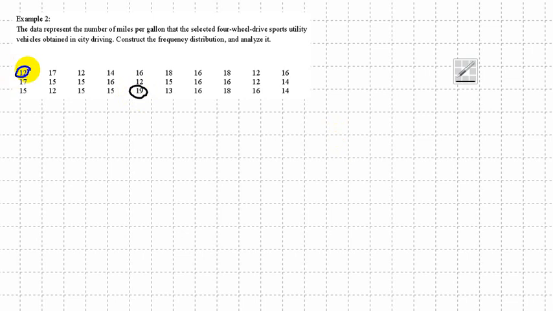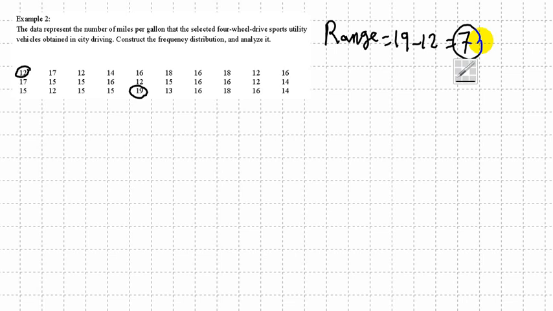After we identify the highest and lowest value, we will calculate the range. The range in this case is equal to 19 minus 12, which equals 7. When we look at the value of the range, it is small, so I can construct a table with 7 classes. Can we construct a table with, for example, 20 classes? It will be difficult. That's why we will use a grouped frequency distribution table in the next example.